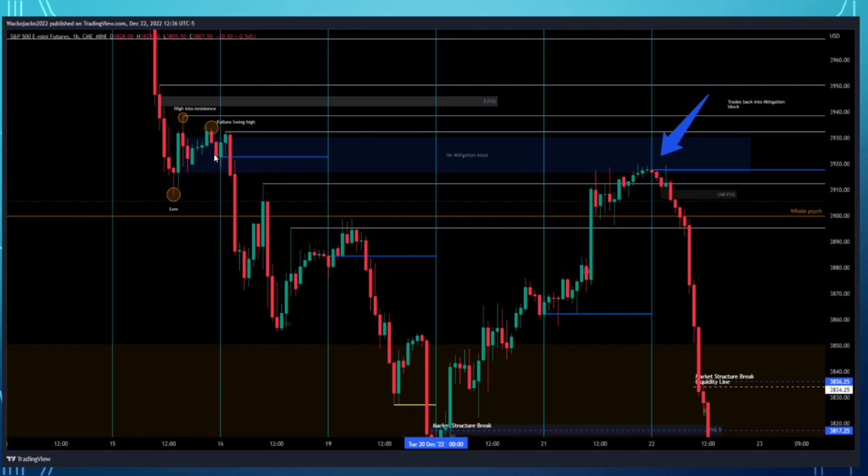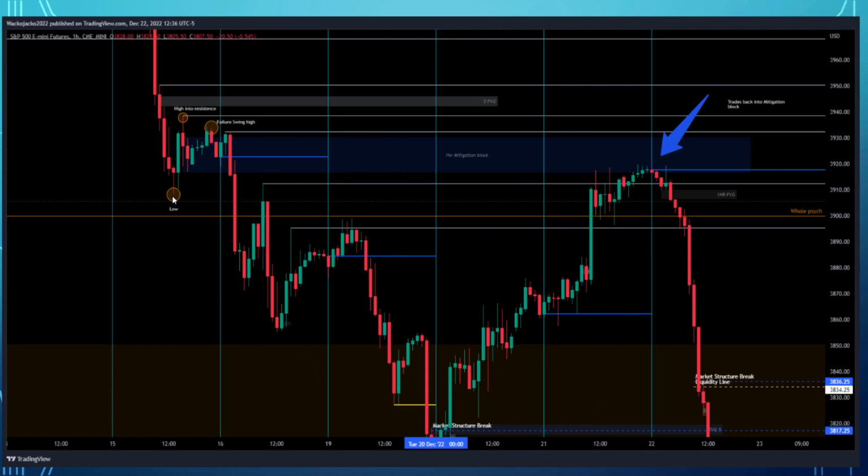So this is a mitigation block on a 1 hour chart, okay? And I just want to show you how long it can take for price to come back up to that mitigation block for price to fall away from, right? So it's a really interesting point to notice. It doesn't have to happen immediately. This is over a long period of time. This is almost a week. Price has gone away and come back.